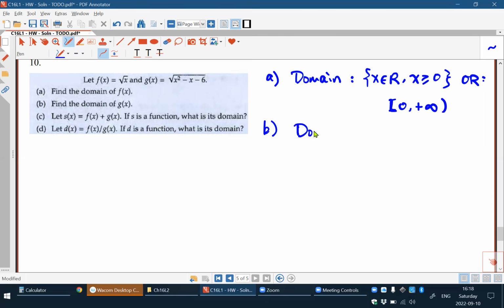And the second one, the domain of the second function. Again, the expression under a square root must be greater than or equal to 0, right? We want to find the solution of this inequality. Note here, this is a quadratic inequality, right? So how do we solve that? You still remember? Yeah. You can use a diagram, use the graph of this function to find the solution, right?